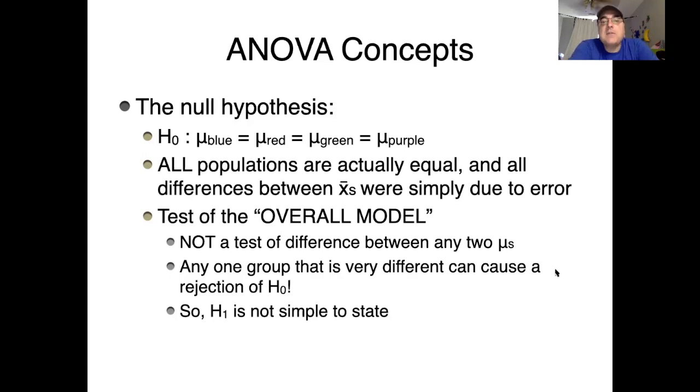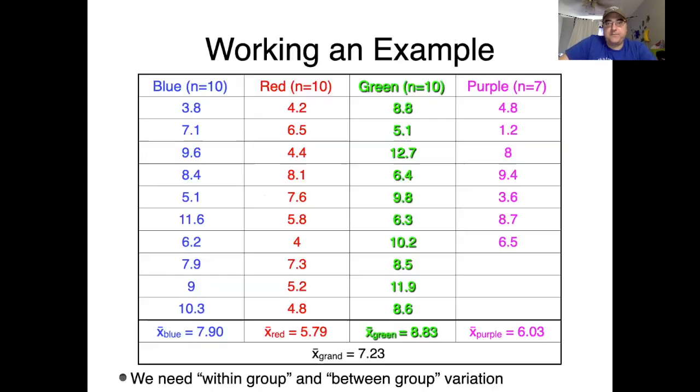The alternative hypothesis is just that there is some inequality somewhere in the null hypothesis. Since it's not easy to state, we don't bother to write it down. There are so many different possibilities that it's pointless to list them all, right? But the point is that the ANOVA is a test of the overall model of equality. So let's go ahead and get started.